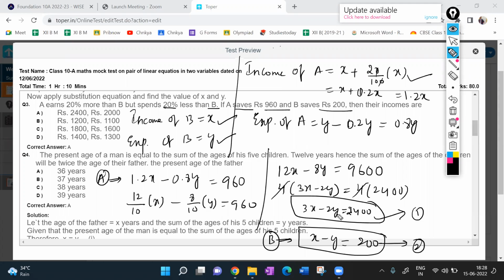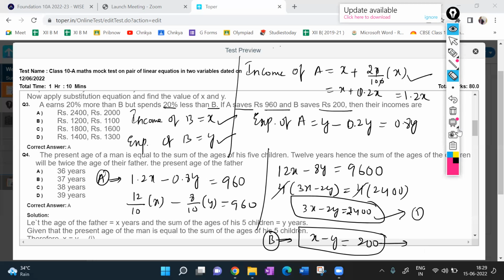All right. So that's it. We need to find out incomes, right? So we need to find out x and y values. If you find out x value, beta, we will be finding income of B. And if I substitute x here, I'll get income of A. Very simple. Clear? So let me write somewhere here on top.